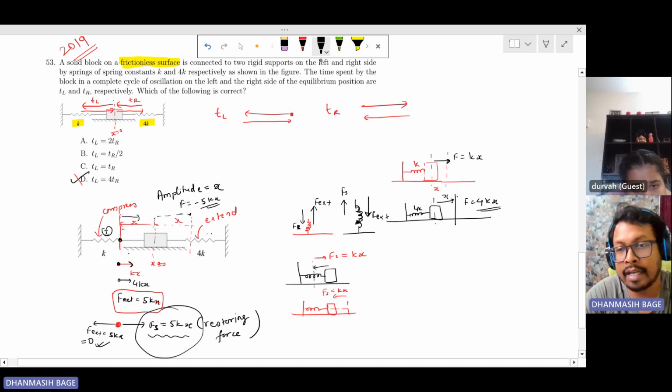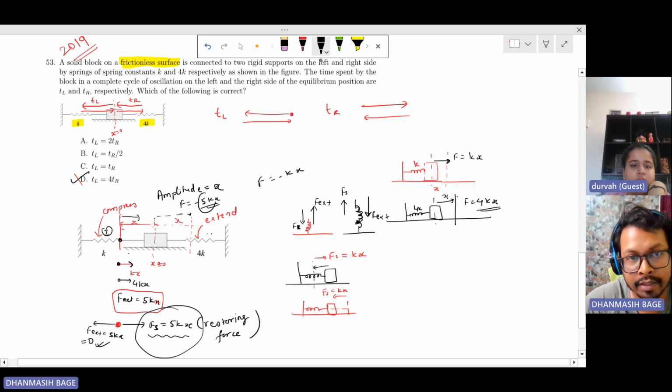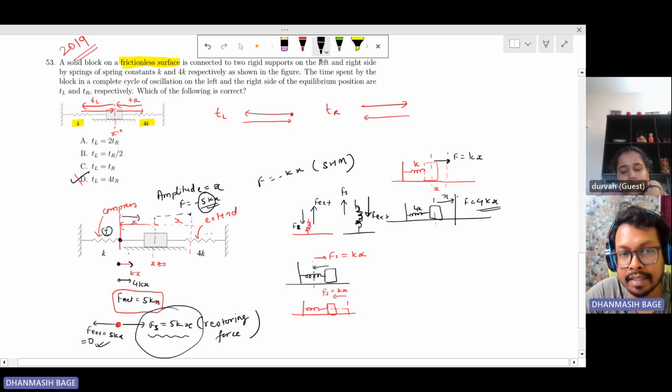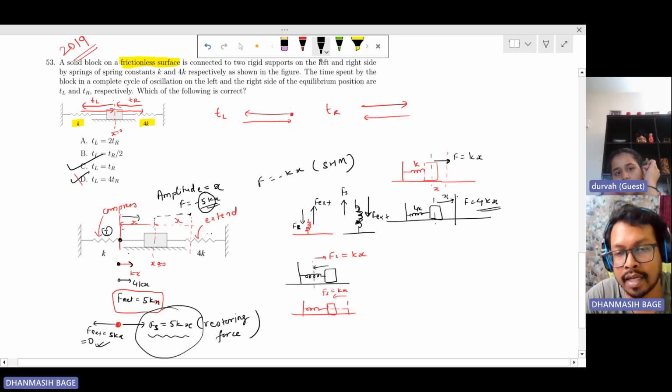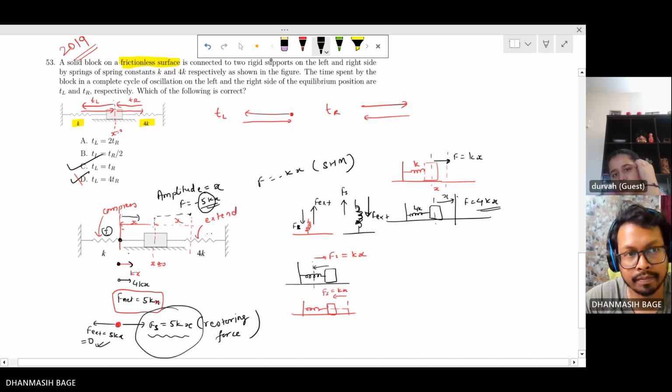You can say that whenever a force can be expressed in this format, F is equal to minus kx, and in this case, just see that this is a constant, that is a simple harmonic force. It means in this case, it will perform simple harmonic motion. And in simple harmonic motion, the time taken to cover the left distance and the right distance is always the same. C is the right answer. This is a simple harmonic motion question.